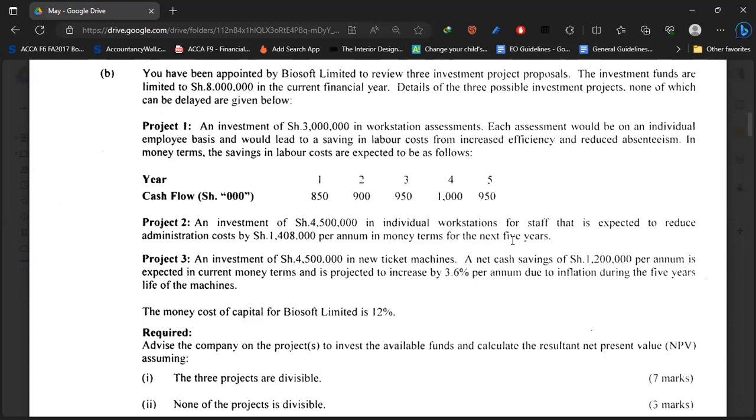But remember, when you are given this kind of question, the first thing that you need to do for the scenarios is calculate the NPV of each project, because we have been told to advise the company on the projects to invest the available funds. How much do we have? We are being told that the investment funds are limited to 8 million Kenya shillings. At that point, allow me to calculate the NPV of each project.